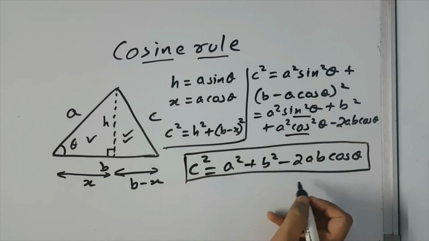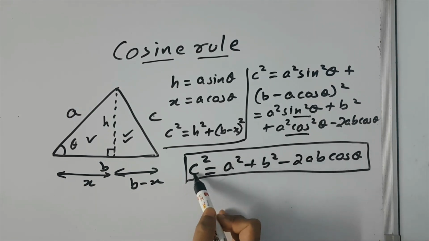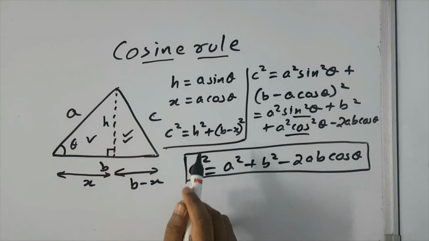So this is the cosine rule of triangles. If you know the values of a and b and the angle between them, you could calculate the value of the third side.